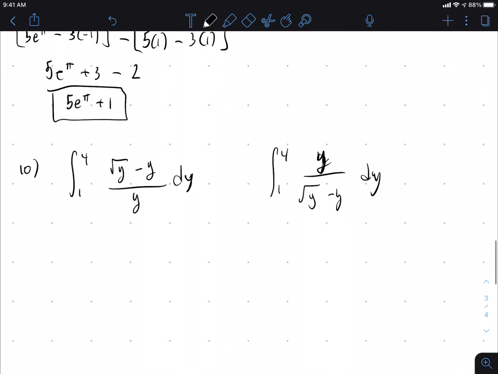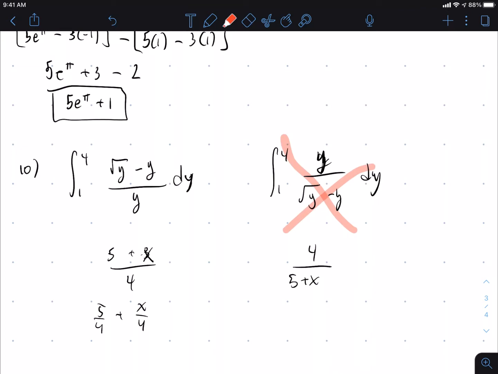Yeah, think of it like this. If I have 5 plus x over 4, I can write that as 5 over 4 plus x over 4, right? But if I have 4 over 5 plus x, we can't break that up. So this one can't be broken up. Okay, so that's just some analysis for you guys to know. It's important for you to know that. All right?